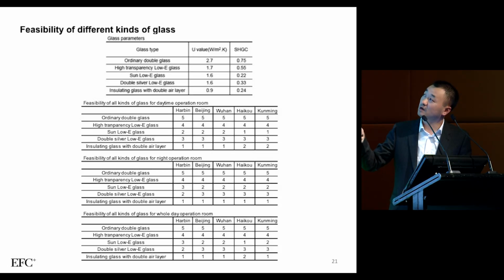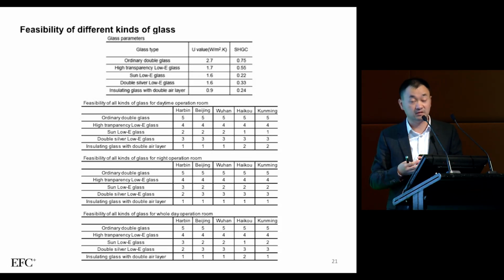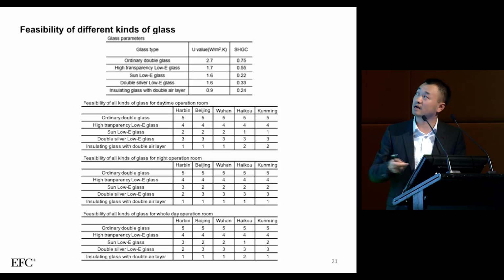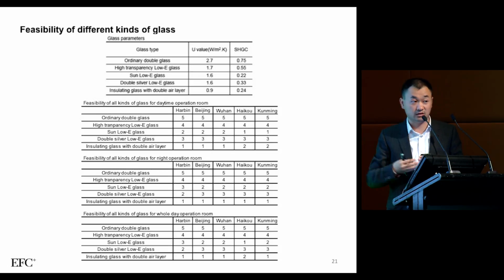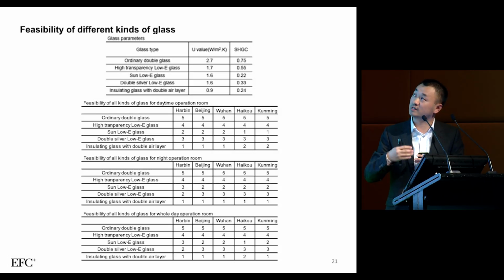So this is how we rank the glass from 1 to 5. 1 is suggested glass, 5 is not suggested. According to the analysis, in Harbin, Beijing, Wuhan, this is decided by U value, so we have to choose the glass with the very best U value. In Haikou and Kunming, we have to choose the glass with the very best SC value. So this is different according to the position of the city.